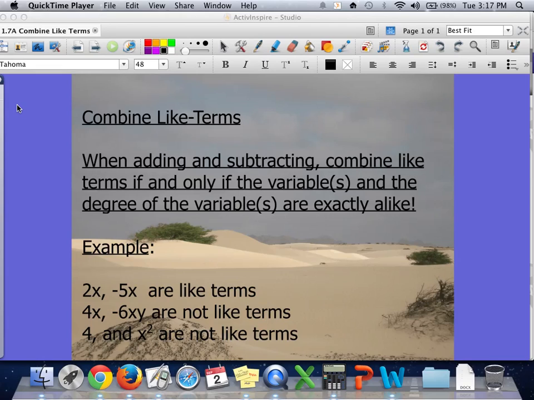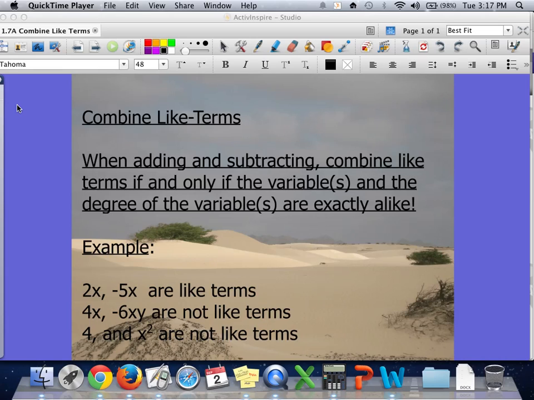1.7a, combining like terms. Combining like terms is when we add and subtract. We combine like terms if and only if the variable or variables and the degree of the variable or variables are exactly alike.